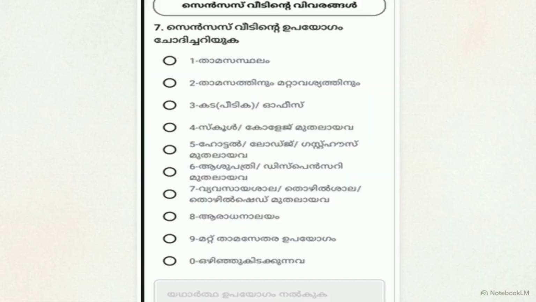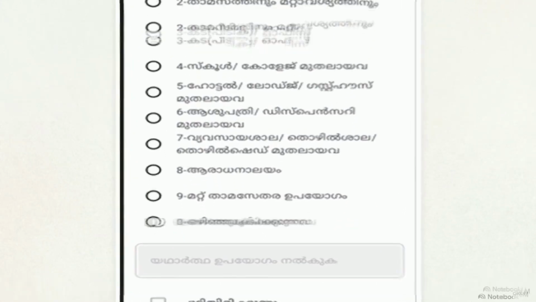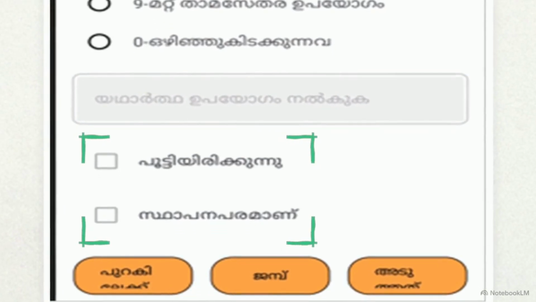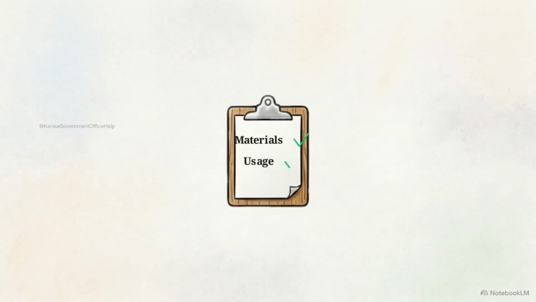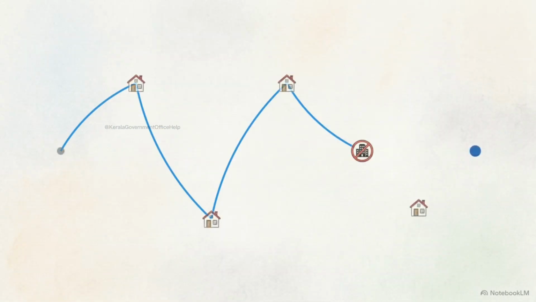In the Use of Census House section, selecting a non-residential usage, options 3 through 9, triggers skip logic, jumping directly to the survey's end. Also, use the bottom checkboxes to flag locked or institutional buildings, ensuring correct categorization without speaking to a resident. By accurately logging the true structural materials and applying the correct usage classifications, you prevent contradictory data entries and let the app's skip logic speed up your route.